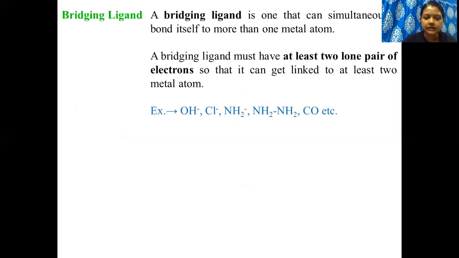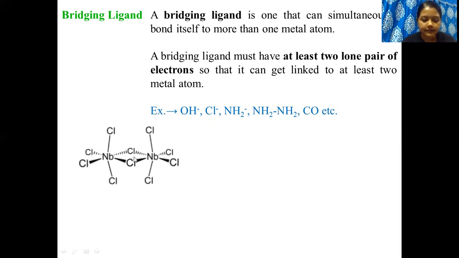Then the bridging ligand. A bridging ligand is one that can simultaneously bond itself to more than one metal atom. The most important condition for a ligand to become a bridging ligand is that it must have at least two lone pairs of electrons. Then it can link itself to at least two metal atoms. Examples are OH minus, Cl minus, NH2 minus, hydride, carbon monoxide.